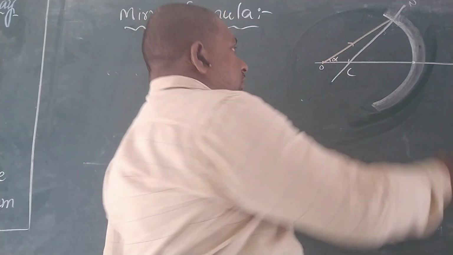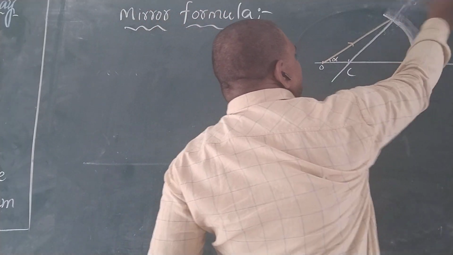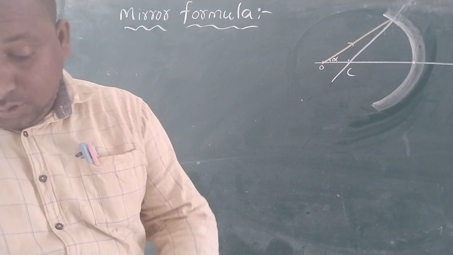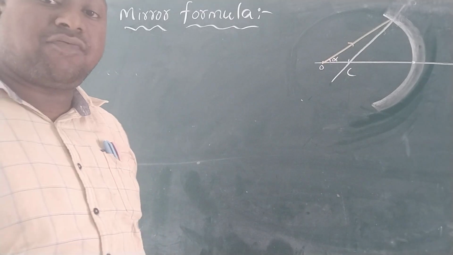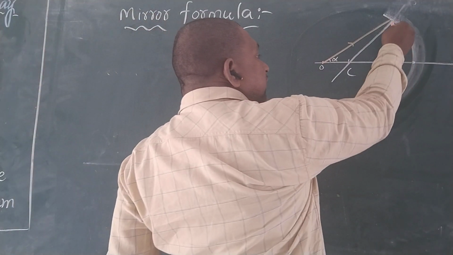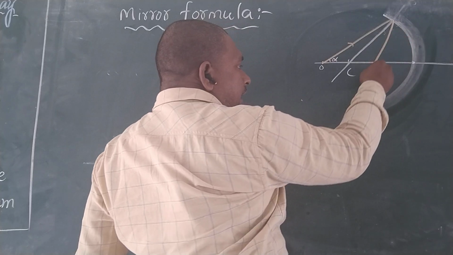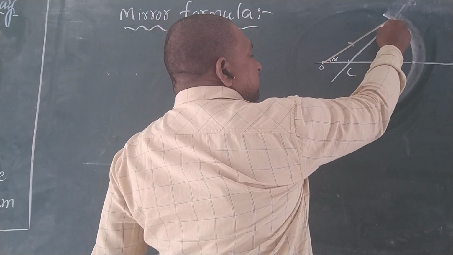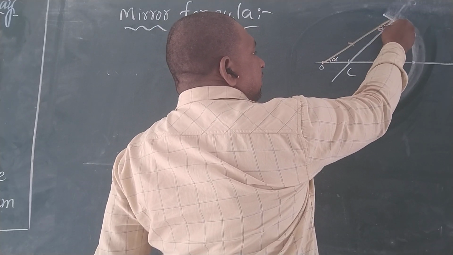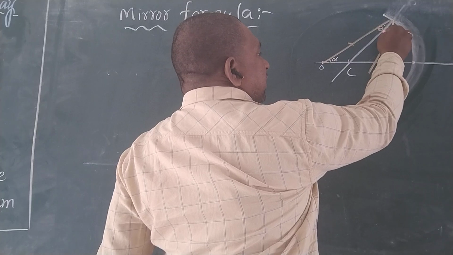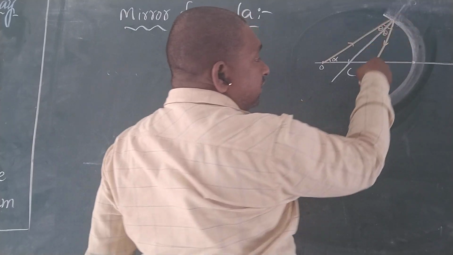According to the laws of reflection, angle of incidence is equal to angle of reflection. That means here theta is the incident angle, and here also theta is the angle of reflection. Reflection takes place.